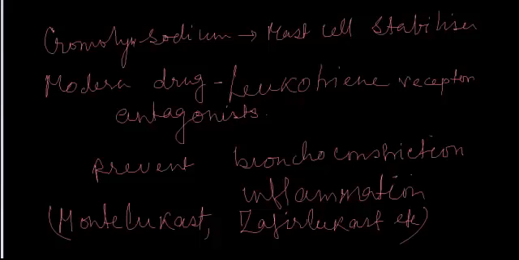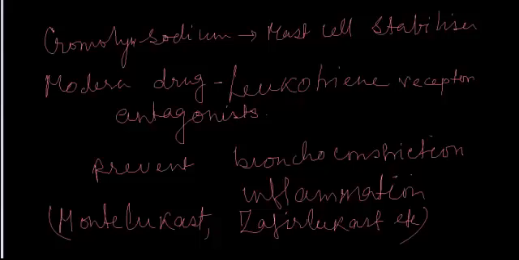So now we are coming to the modern drugs of asthma. In this group we have leukotriene receptor antagonists. Leukotrienes are mediators of inflammation, and blocking their receptors will prevent inflammation. So they are used in maintenance therapy, and they have far fewer side effects, and can work on both components, that is bronchoconstriction and inflammation. Drugs in this group are montelukast and zafirlukast.